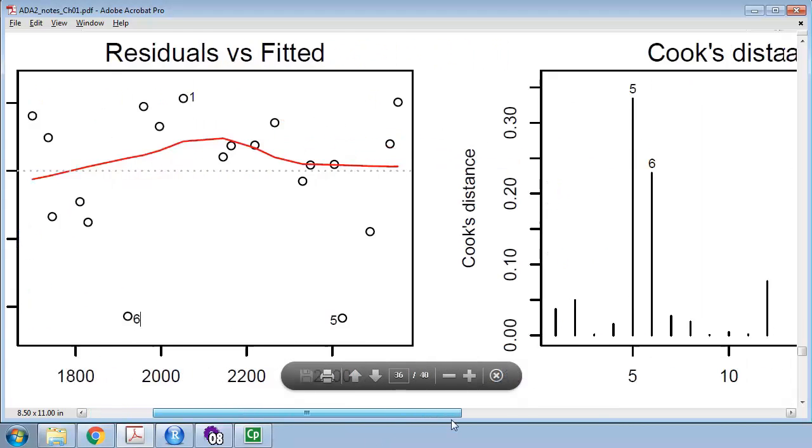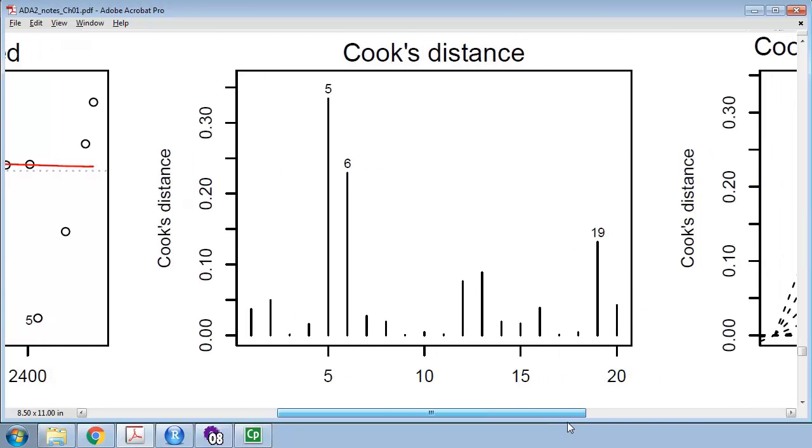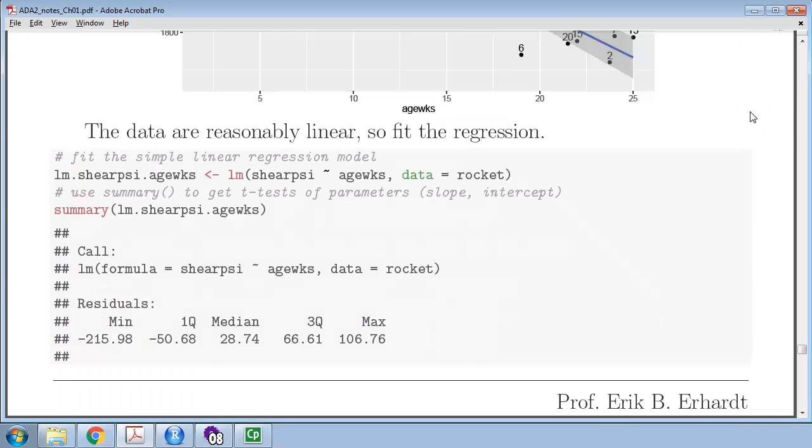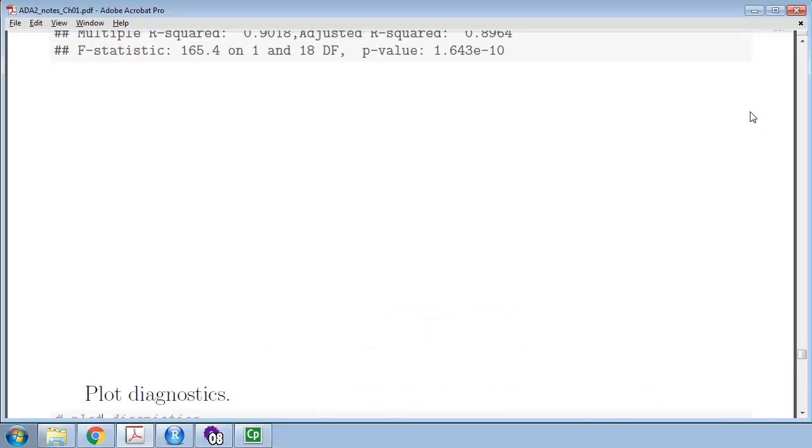We want to make sure you know how to interpret Cook's distance as how much the regression line changes if you remove one observation. If you remove observation 5, let's scroll up and take a look at that. I'm going to page up to that plot. Oops.